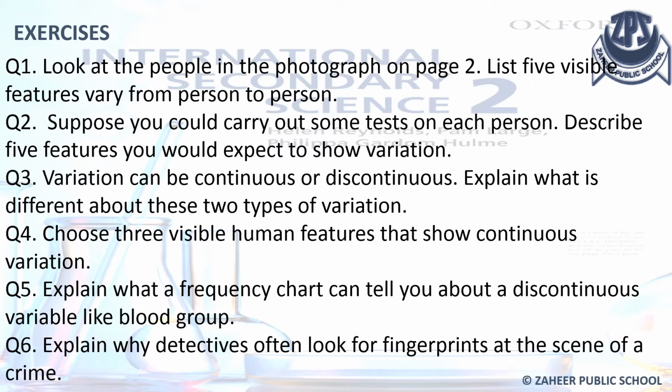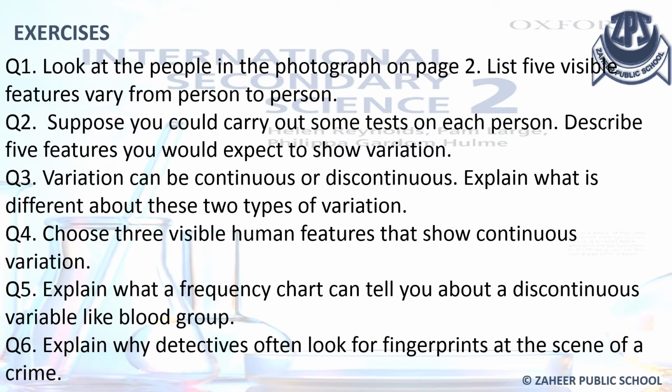In the second question, they're asking you to describe 5 features you would expect to show variation. The variables that can be tested are different ways of walking, voices, blood groups, fingerprints, iris patterns, etc. In the third question, explain the difference between the two types of variation, continuous and discontinuous.